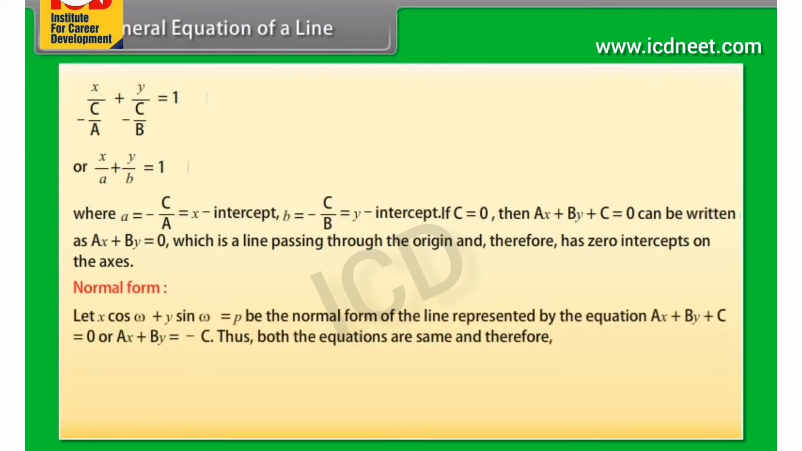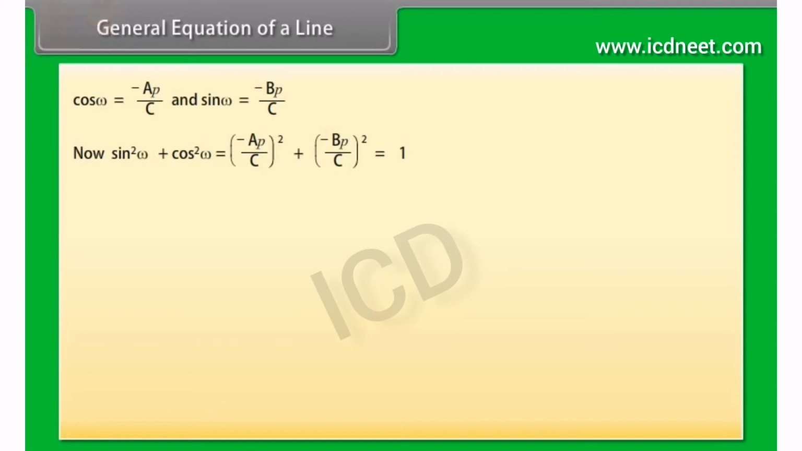Normal form. Let x cos ω + y sin ω = p be the normal form of the line represented by the equation ax + by + c = 0, or ax + by = -c. Thus both the equations are the same and therefore a/cos ω = b/sin ω = -c/p, which gives cos ω = -ap/c and sin ω = -bp/c. Now sin² ω + cos² ω = (-ap/c)² + (-bp/c)² = 1, or p² = c²/(a² + b²), or p = ±c/√(a² + b²).